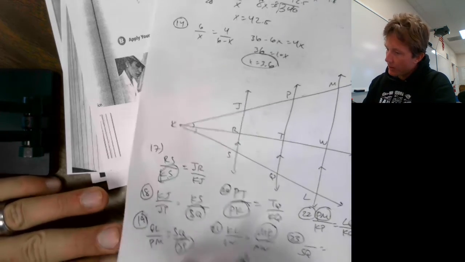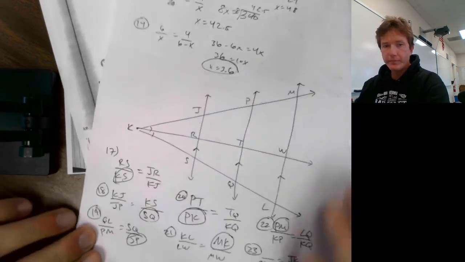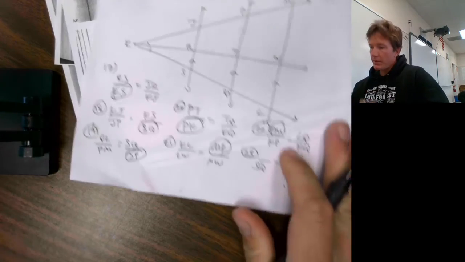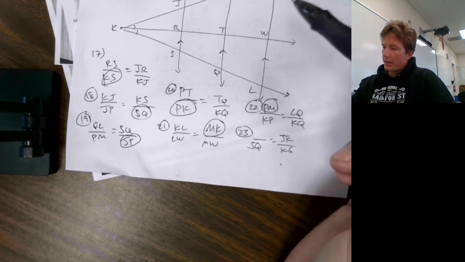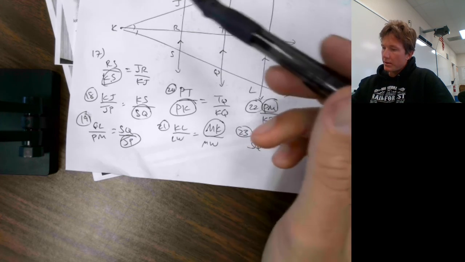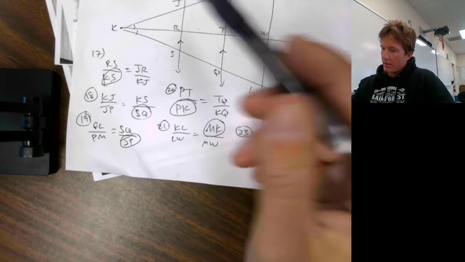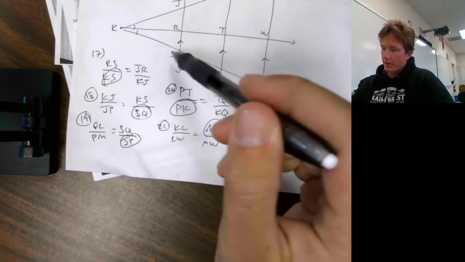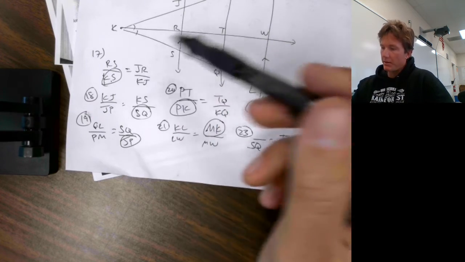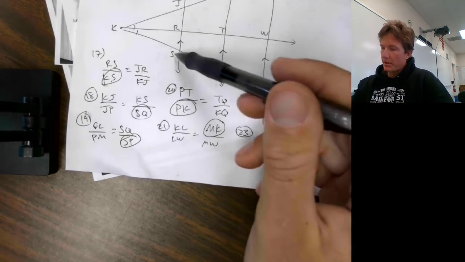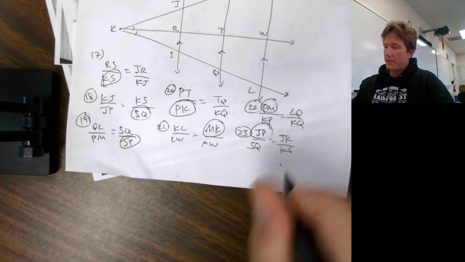Number 23, blank over SQ equals JK over KS. Okay, so SQ is in the middle here, JK is here, KS is here. Okay, so we're going across here. We're doing JK, and then we flip across the median, KS. So if I'm looking at SQ, the flip across the median would be JK, or sorry, JP.